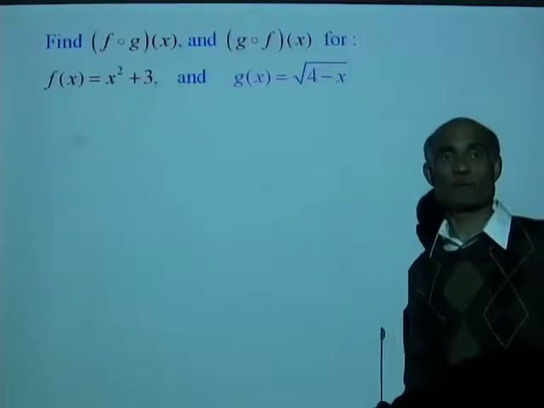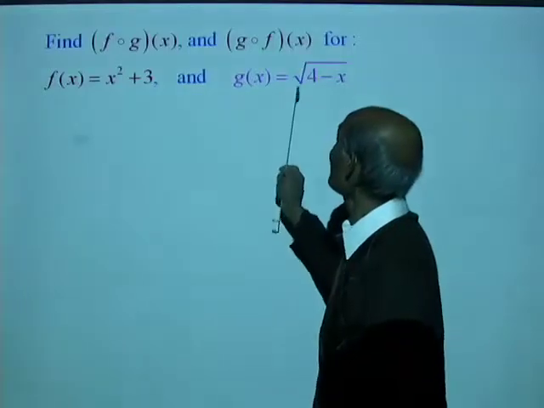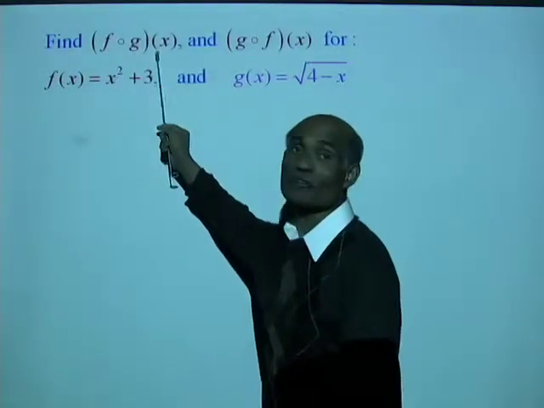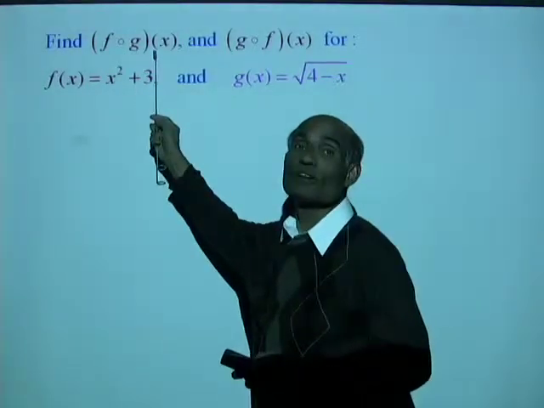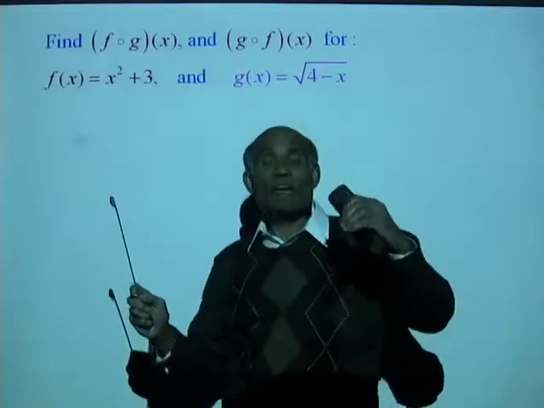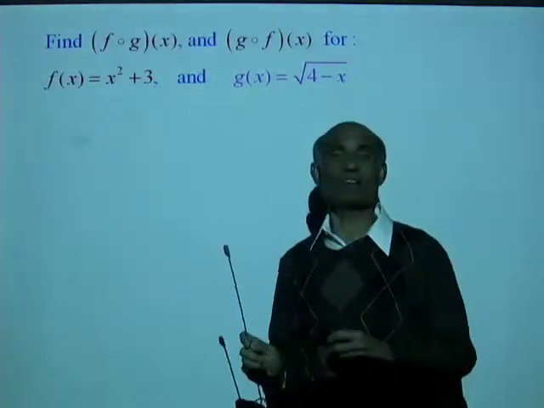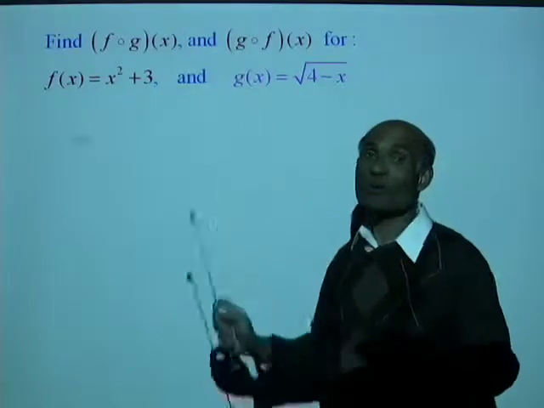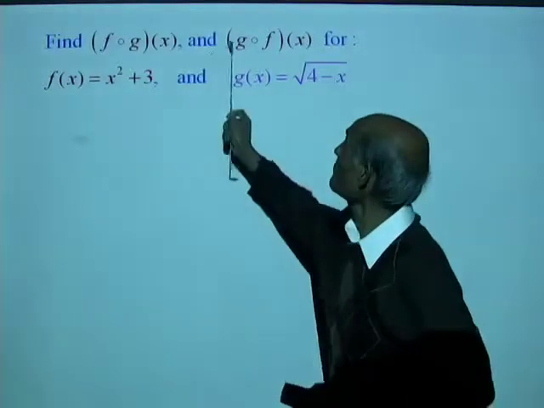Okay. Let's do another one. f of x equal to x squared plus 3, and g of x equal to square root of 4 minus x. And this time we need to find f of g of x and g of f of x. What's the difference here? In f of g of x, we use as the input in f the function g. In other words, x in f of x is replaced by the function g of x. How about g of f of x? In g of f of x, f is the input for the function g.